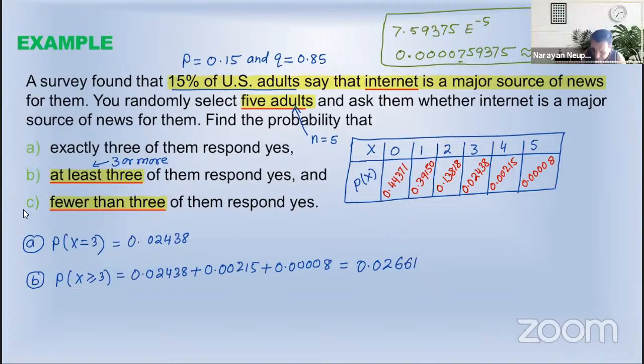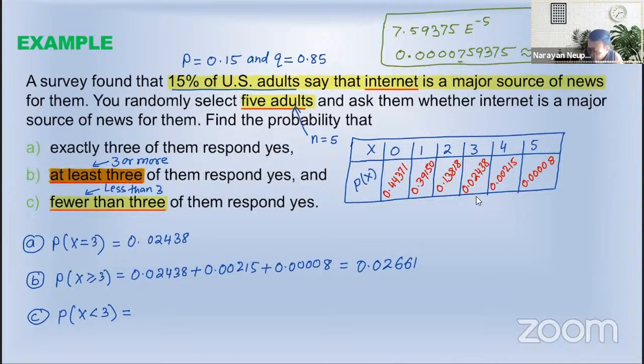Now let's look at C. In part C, we have to find the probability that fewer than 3 of them responded yes when asked whether they use the internet as the source of news. Fewer than 3 means less than 3. We can write it like this: probability that X is less than 3. If you look at the table, less than 3 means 0, 1, and 2. So we have to add those 3 probabilities.